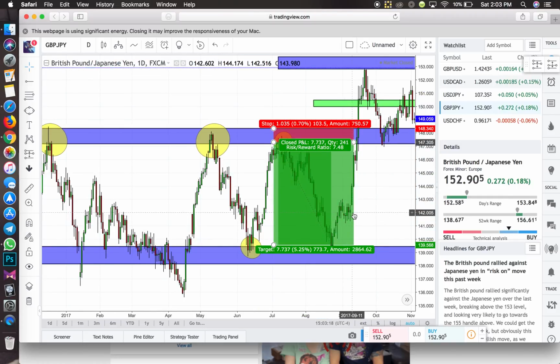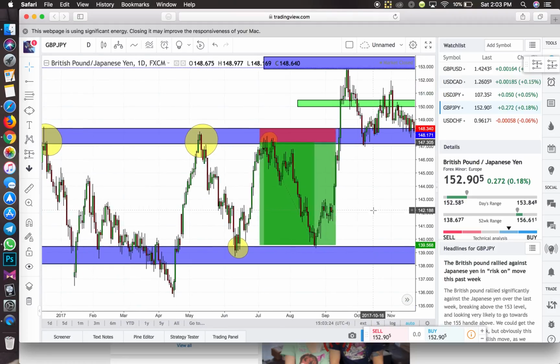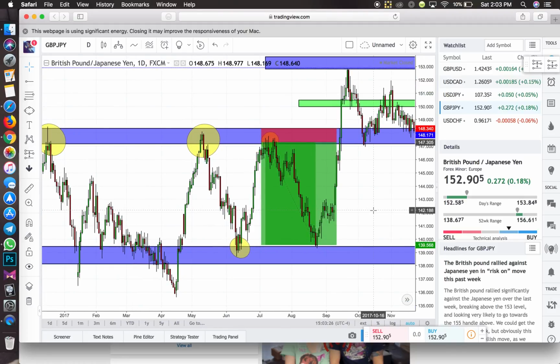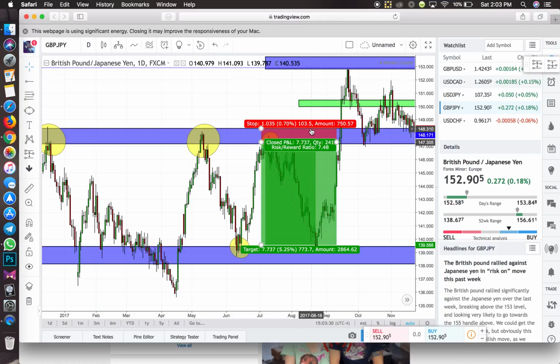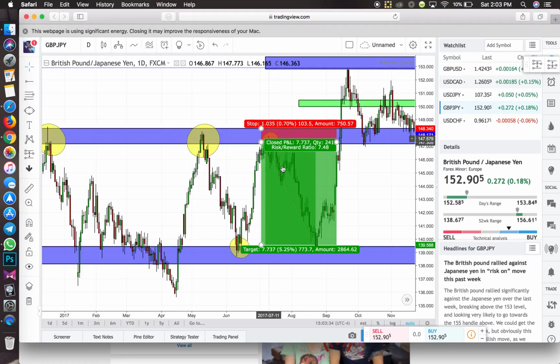And it's a 7.5 risk to reward ratio. Okay, so we're using a smaller stop loss and also catching more pips. So we're risking 100 pips, but we're going to gain 773 pips in this whole swing.